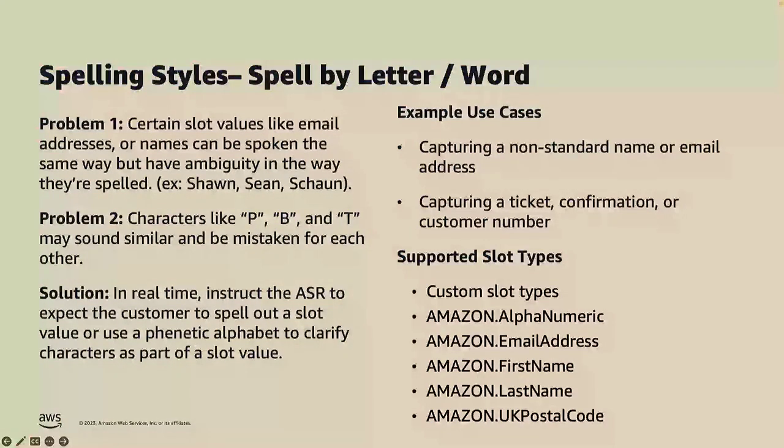There's also spell by word, so you can instruct your bot to listen for spelling by words of letters. So maybe it's a record locator again, and I think the one I used before is J1PBT42. You might instruct a customer to read that as J1, P as in Paul, B as in Bravo, T as in Tango, 42, and be able to more accurately get that record locator on the first try.